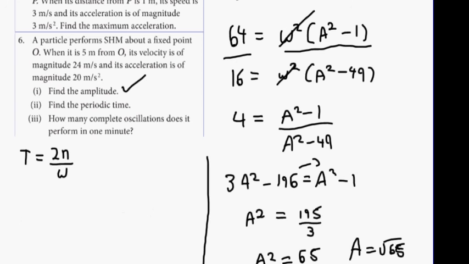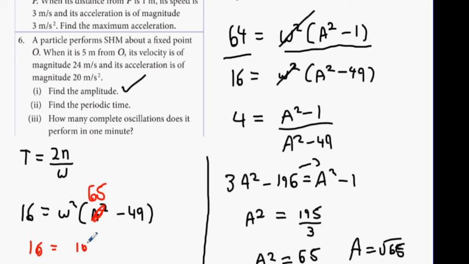Okay, let's try this for a third time. 65. Okay? So 16 equals 16 omega squared. Omega will equal 1. So you should go with the positive value there, lads, not the negative.